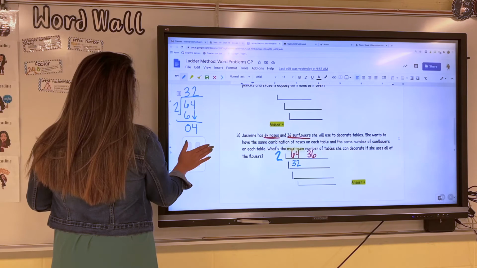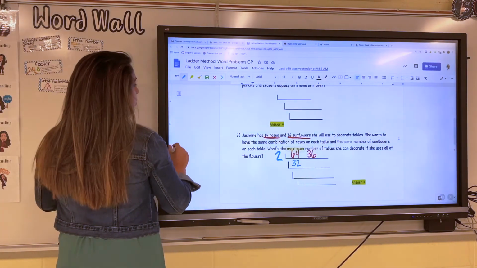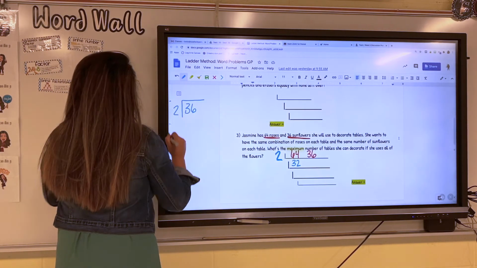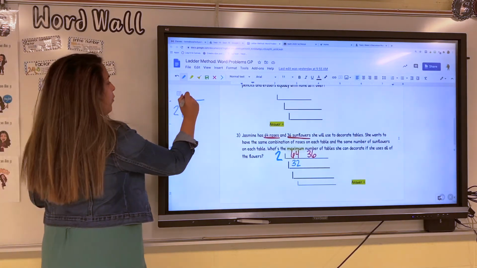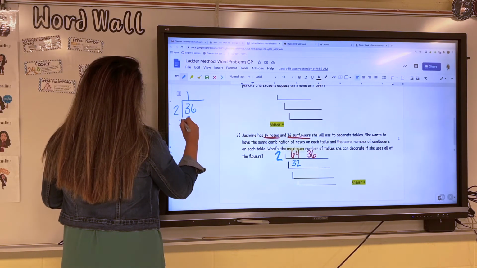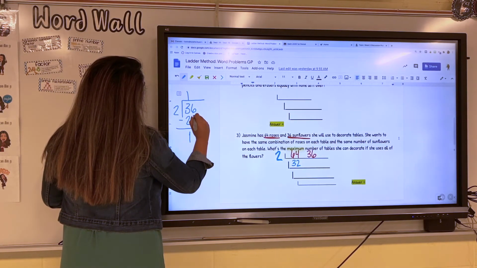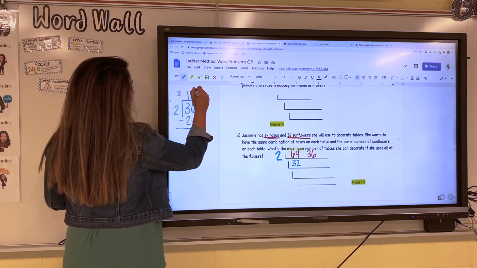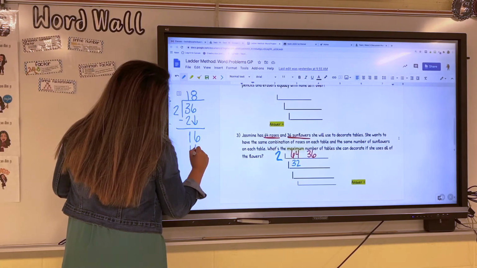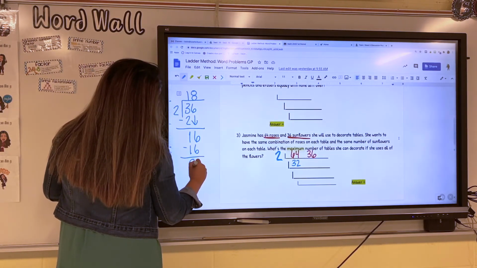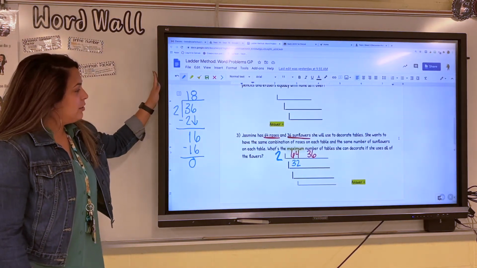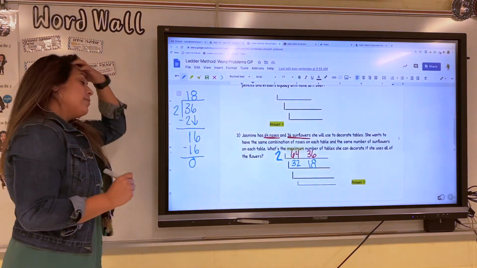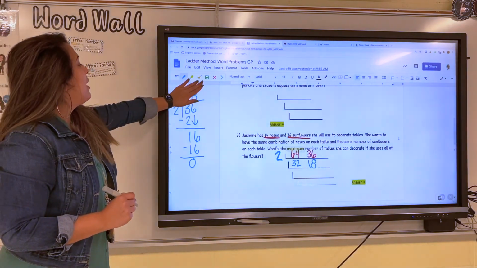And we'll do the same thing for 36. So we have 36 divided by 2. 2 can go into 3 once. 1 times 2 is 2. 3 minus 2 is 1. 6, bring it down. 2 can go into 16 8 times. 8 times 2 is 16. 16 minus 16 is 0. So 36 divided by 2 is 18. I'm going to write that right there. I'm going to erase this.